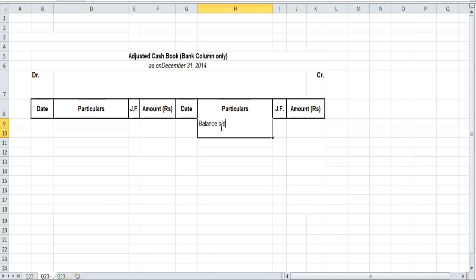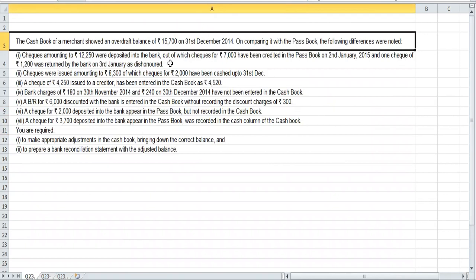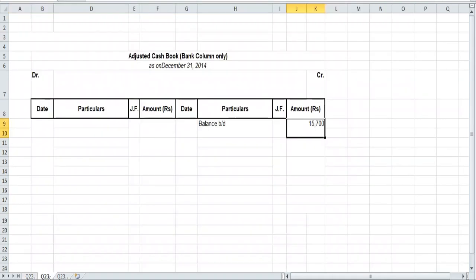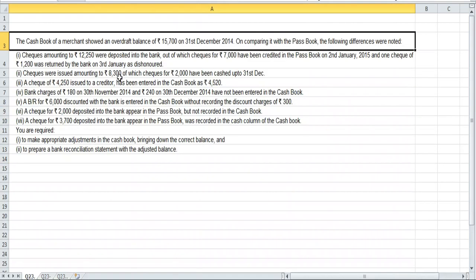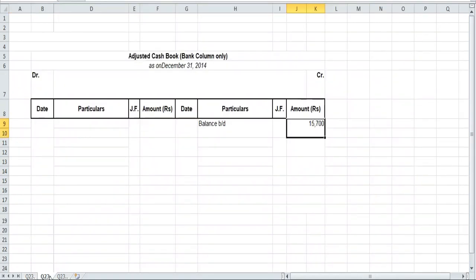I'll tell you this. First we'll write down the amount. The amount is 15,700. You have already learned the cash book earlier. So what is written here? Overdraft. Whenever there is an overdraft in the cash book, that means we have withdrawn more money, so the balance will start from the credit side. If you remember this, then you will be able to understand that since this is an overdraft balance, we are putting it on the credit side.